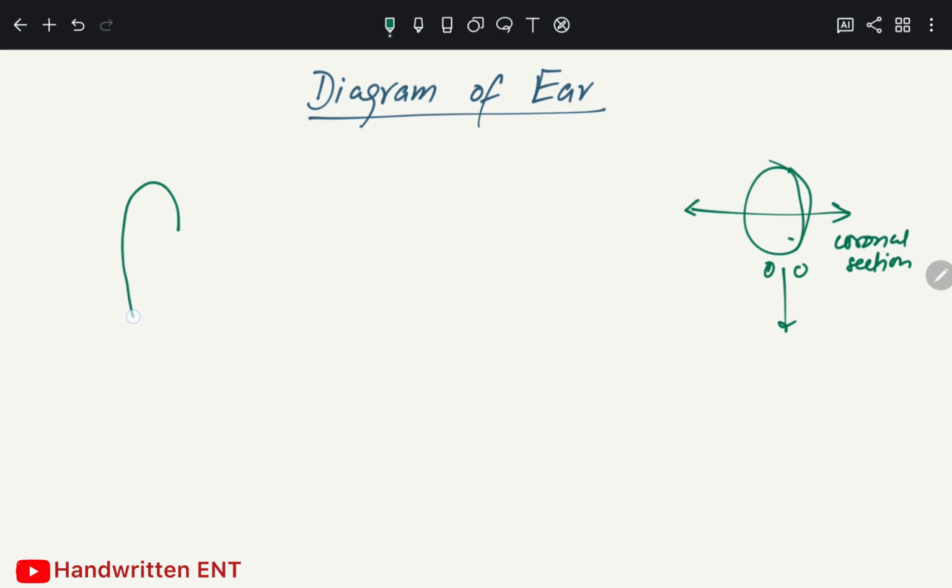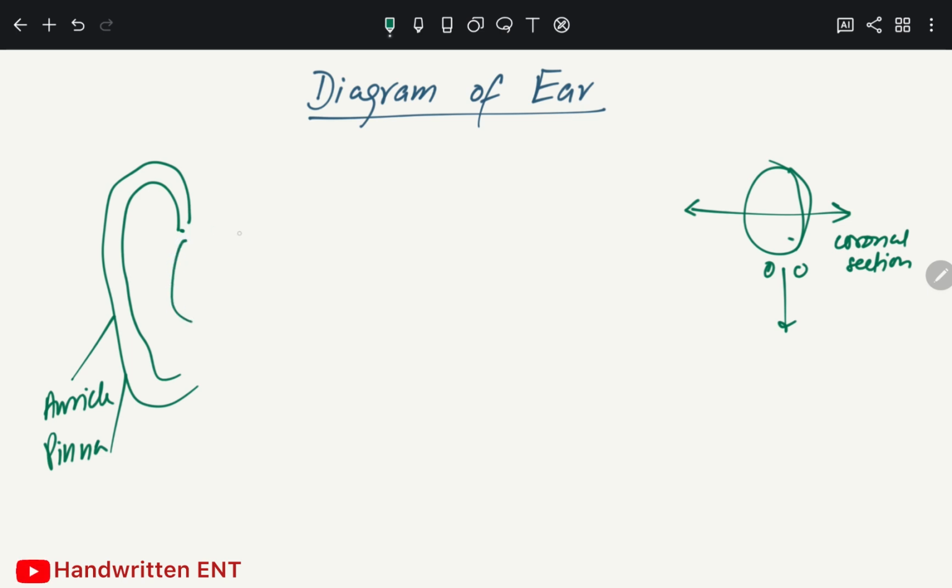So first we draw the external ear. This is the auricle or the pinna. From there, that is medially to the auricle or the pinna, we have our external auditory canal.